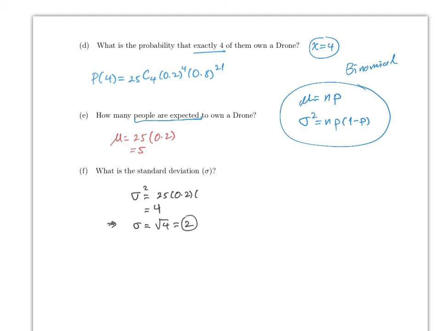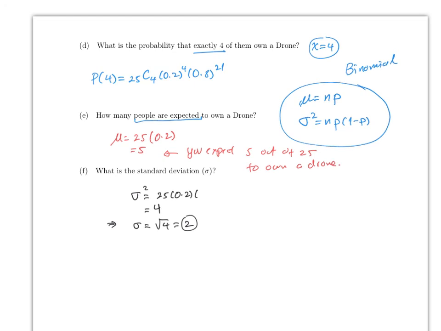So therefore, what does that mean? That out of the 25 people, you will expect 5 of them to own a drone. That's all it means, okay? Now, does that mean exactly 5 will own a drone? No, but you will expect 5 to own a drone, okay? So this means that you expect 5 out of 25 to own a drone.